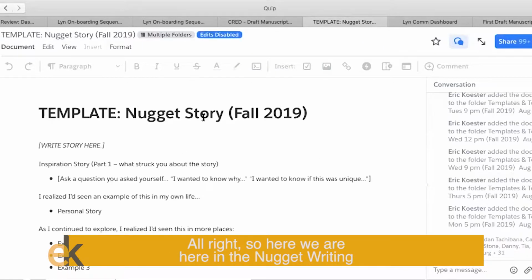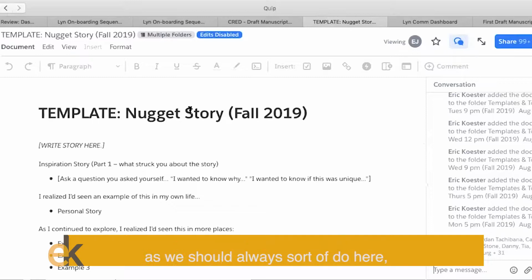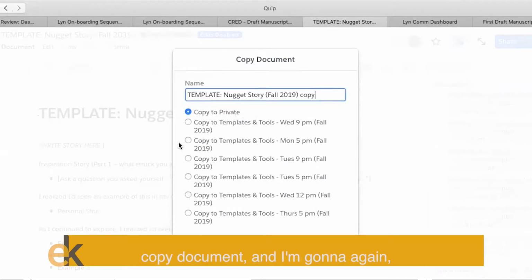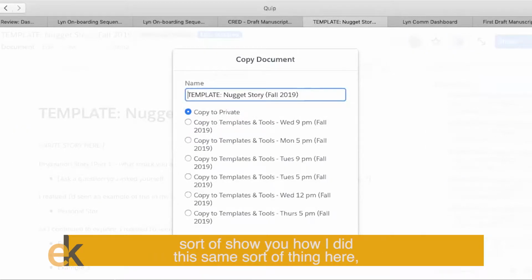All right, so here we are in the Nugget writing template. When you're going to use the Nugget writing template, as we should always do, just make a copy. So I'm going to make a copy here. Copy document, and I'm going to show you how I did the same thing here.